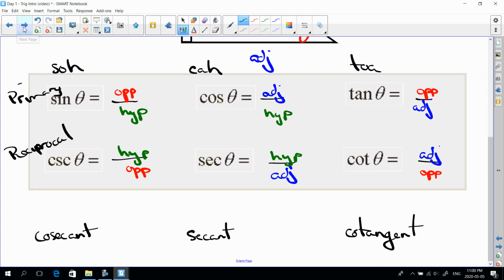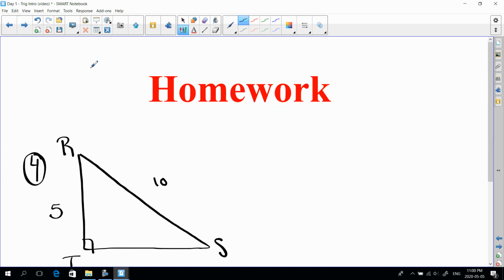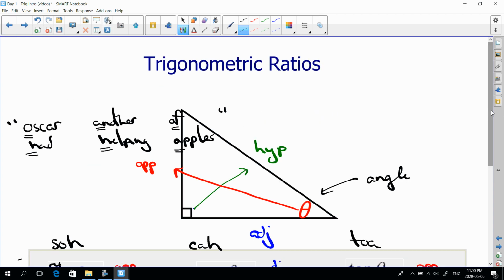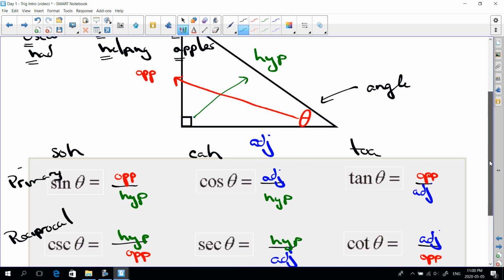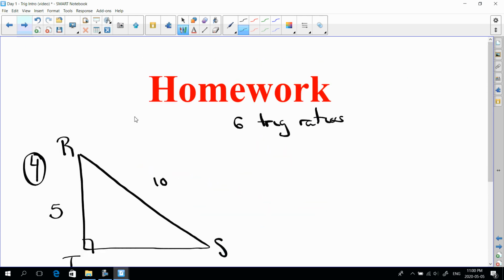Okay, so we're finished with the trig ratios. This is a question from your homework. We'll get it started for you. So it's asking for the six trig ratios. So those were these six things we were talking about. Sine, cosine, tangent, cosecant, secant, and cotangent. I want those six things of angle S. So basically, they're telling me to put theta down here. So of angle S.